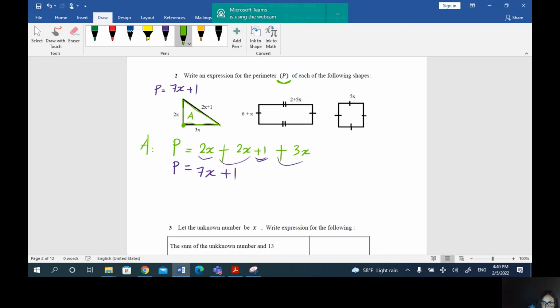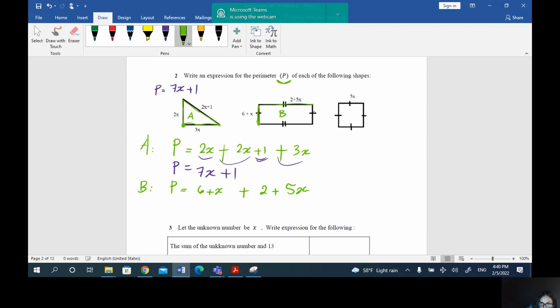Okay, let's go to B, which is a rectangle. For B, the perimeter for any shape is adding all sides. Let's say that we started at this point. The length of this side is 6 plus x, and the length of this side is 2 plus 5x.